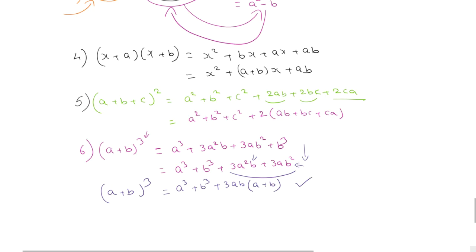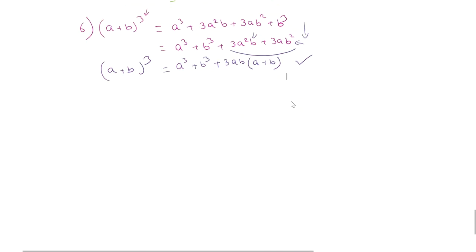Next, similarly, a minus b. a minus b whole cube is equal to a cube minus 3a square b plus 3ab square minus b cube. Some of the students are not able to write the plus and minus positions correctly.